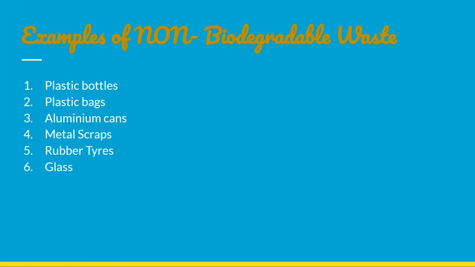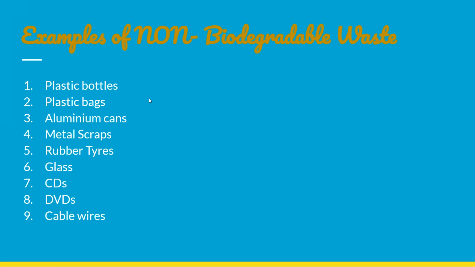Next one is the glass. When glass is breaking, even the glass bottles and window panes, when they are breaking, they will become waste. And next is the CDs and DVDs also. After using, when they are not good for us, we make them waste. We discard them. And the cable wires also. So these all are the examples of non-biodegradable waste.